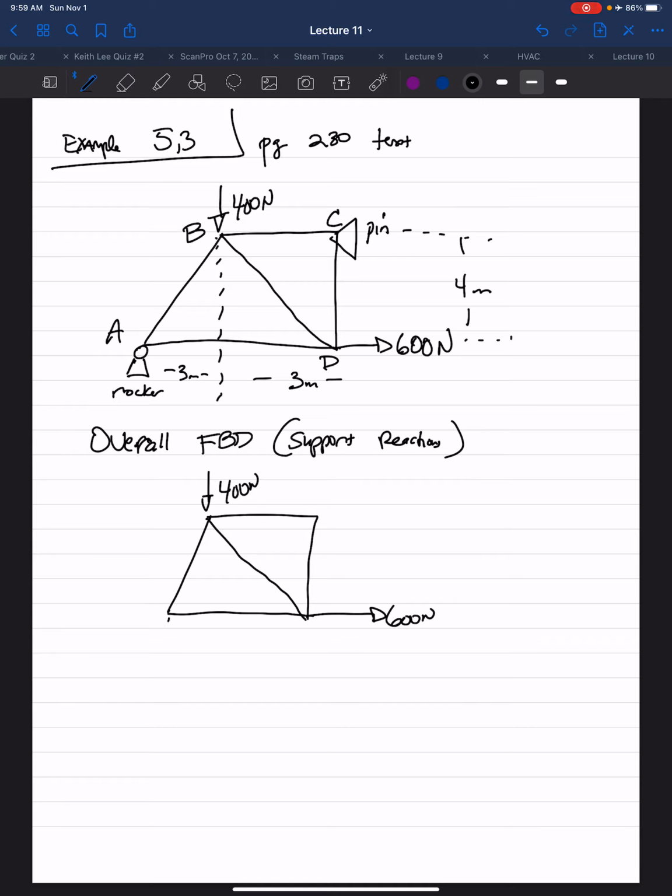A is a rocker, so it's just a Y component. C is a pin. So to balance out the 600, we have to have our x component go to the left. So this is our overall free body diagram with the external forces and the support reactions.